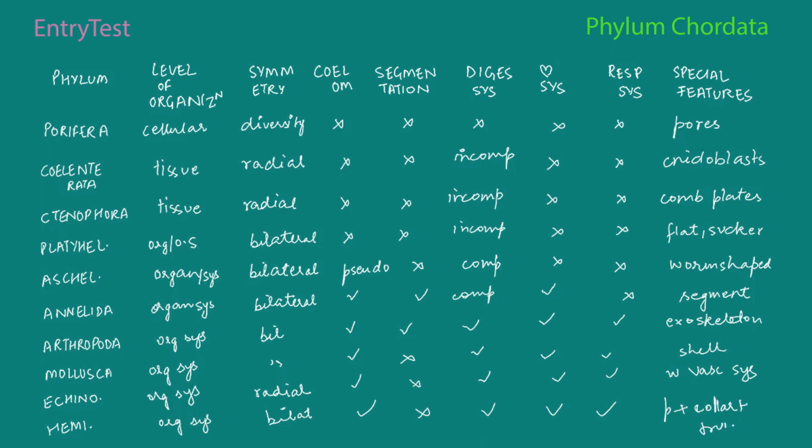So that summarizes the entire animal kingdom with the exception of phylum Chordata that we've just discussed in detail in the previous few videos.